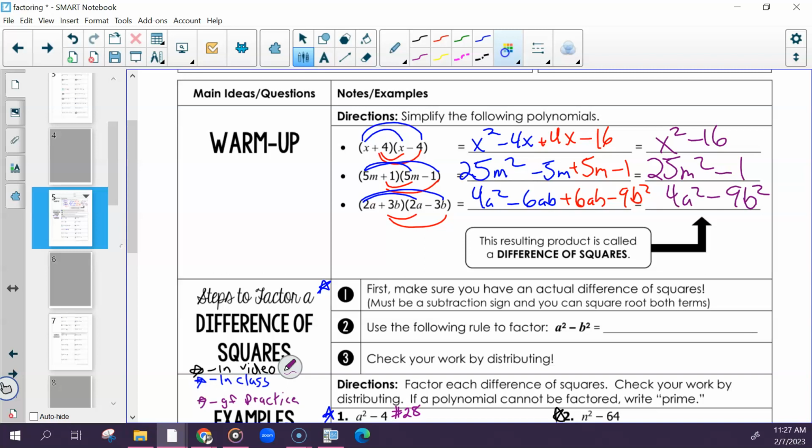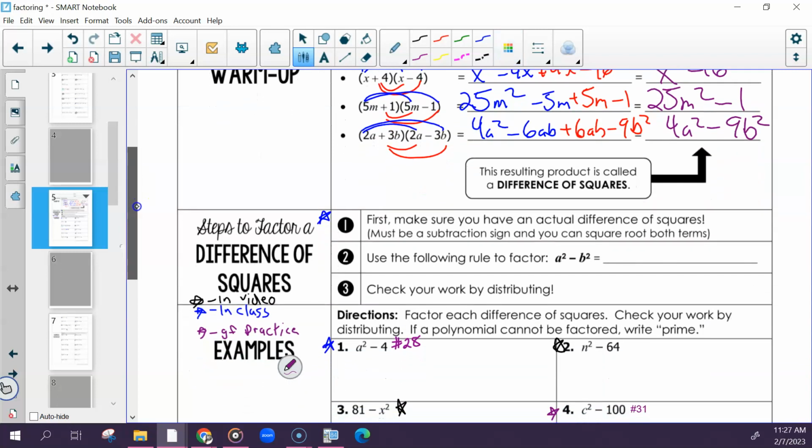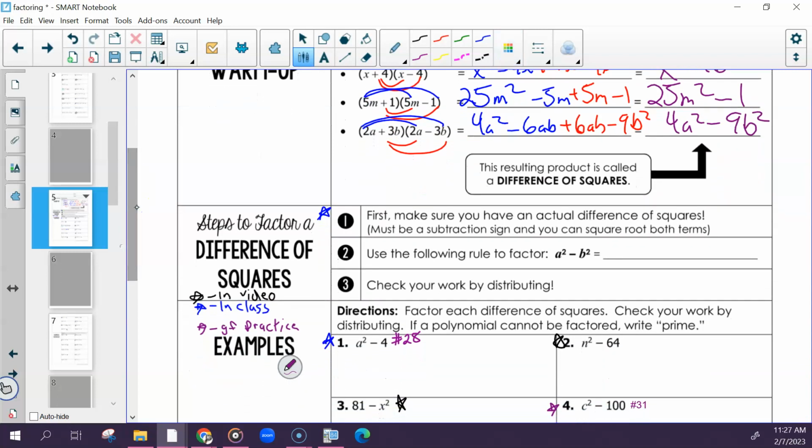Right? So for these set of factoring, what's going to happen is we're going to be given things that look like this. X squared minus 16, 25x squared minus 1, things that look like that. And we're going to have to find the factors for them. So in order to do that, we have to follow these steps. First, we have to make sure that the numbers or the terms we have are perfect squares. So think about 1 times 1, 2 times 2, 3 times 3, so on and so forth. Those are your perfect squares.